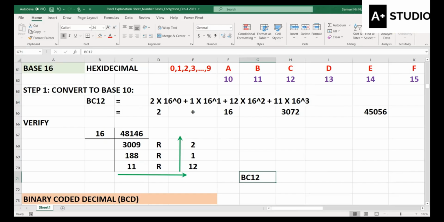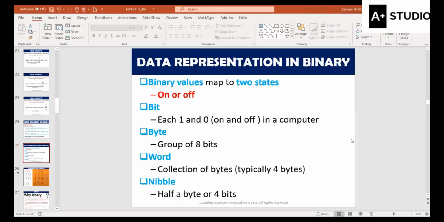Okay, so I'm going to go back to my PowerPoint and then we'll continue from where we left off. Okay, now we are looking more at why we are doing all this and its application.